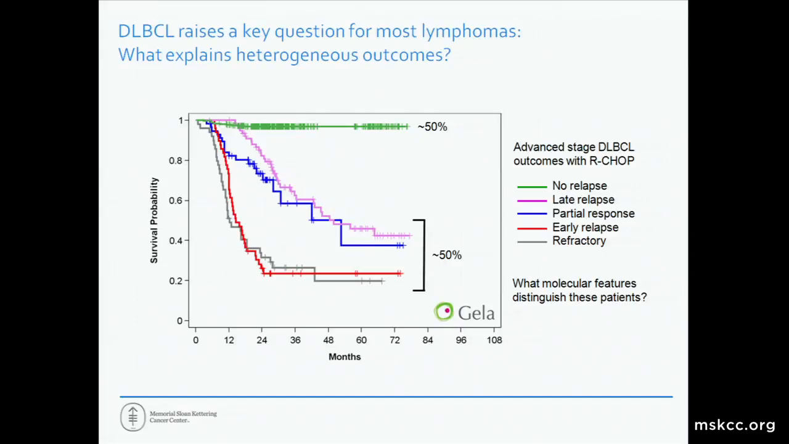So we can use diffuse large B-cell lymphoma as an example that raises a key question that can be applied to most types of lymphoma. And that is, what explains the heterogeneous outcomes that we observe in response to a given therapy?